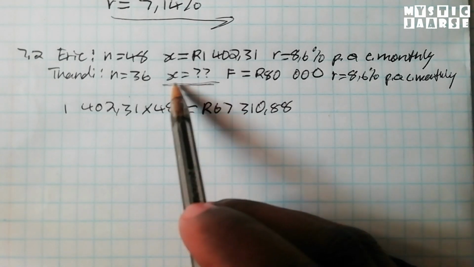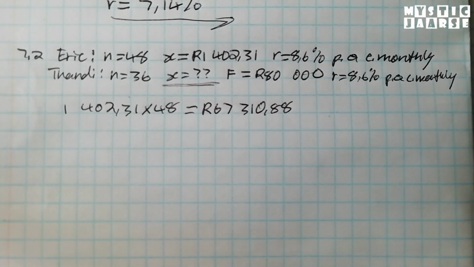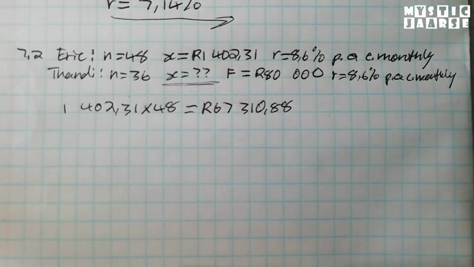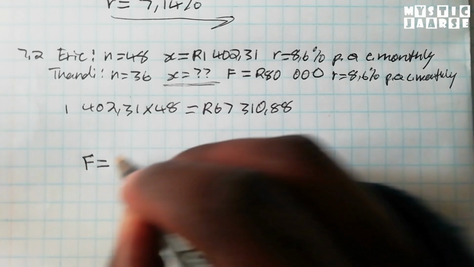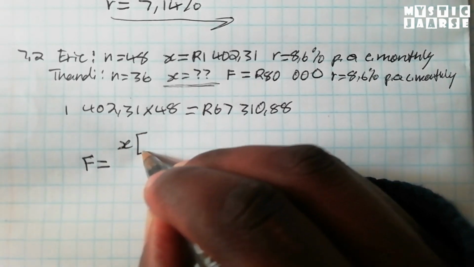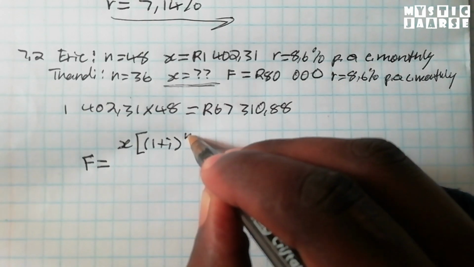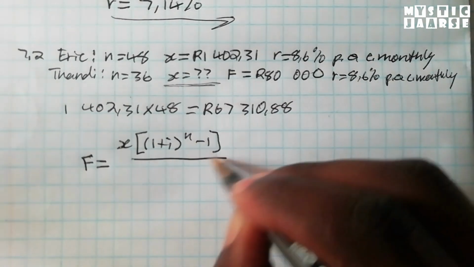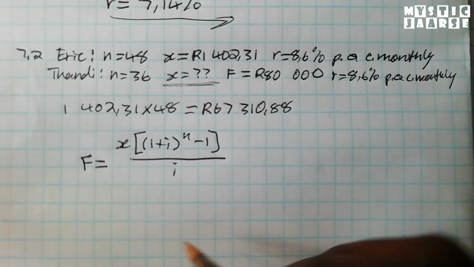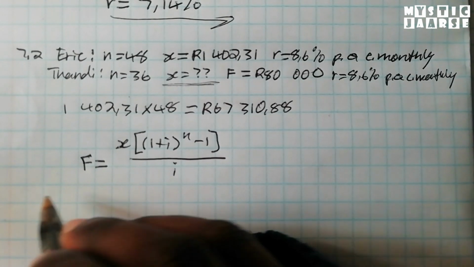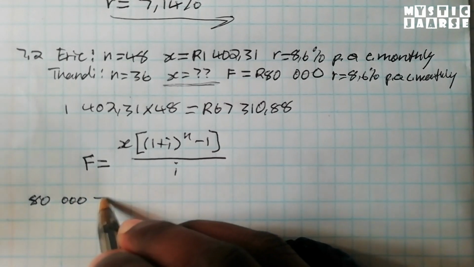So we need to solve for X, the monthly equal payment that Thandi has to make. So our future value annuity formula is future value is equal to equal payment into 1 plus i to the power of n minus 1, close, all divided by i. Now we know that Thandi should be having 80,000 rand saved right after the investment period. So we have F is 80,000 rand is equal to X.